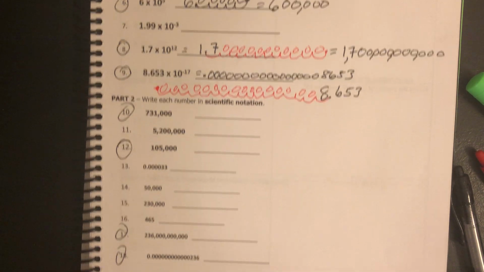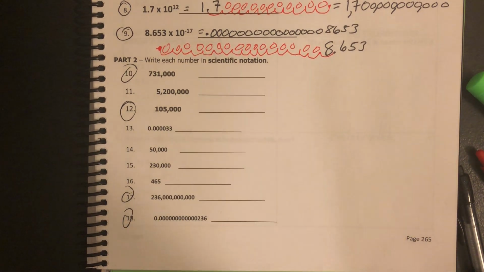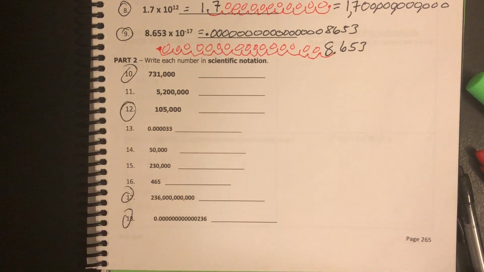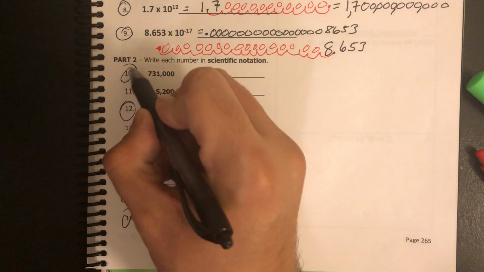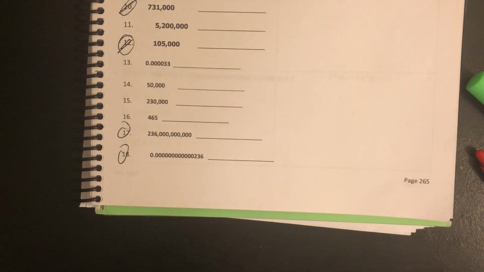Okay, now let's go ahead and do part 2. Part 2 basically says write each number in scientific notation. So what we're going to do is we are just going to skip 10 and 12, and we're just going to go ahead and do 17 and 18 down here. Okay, so here we go.